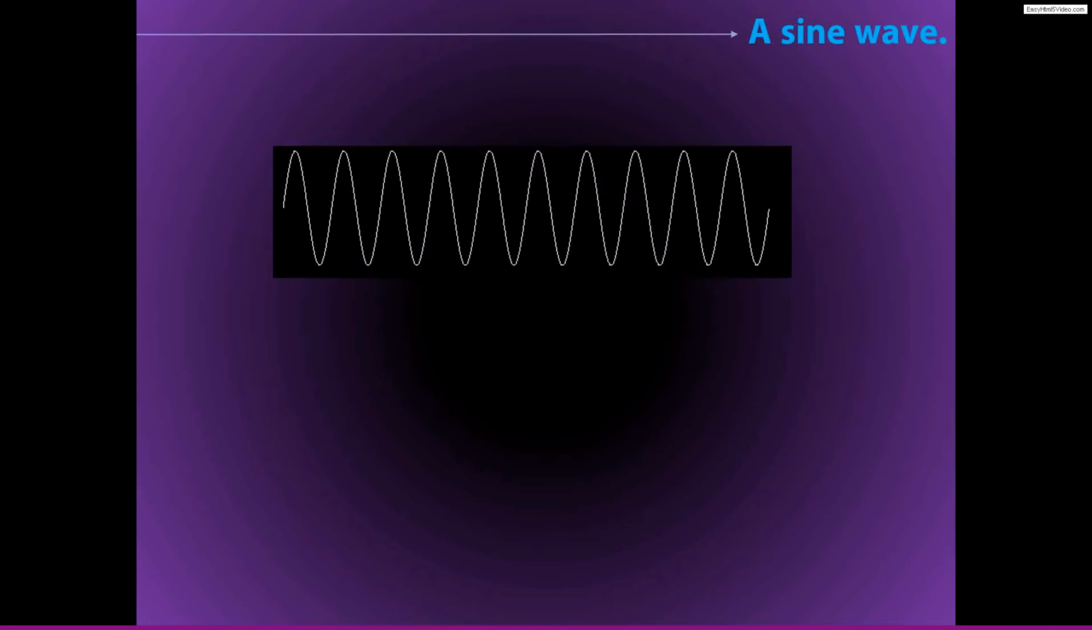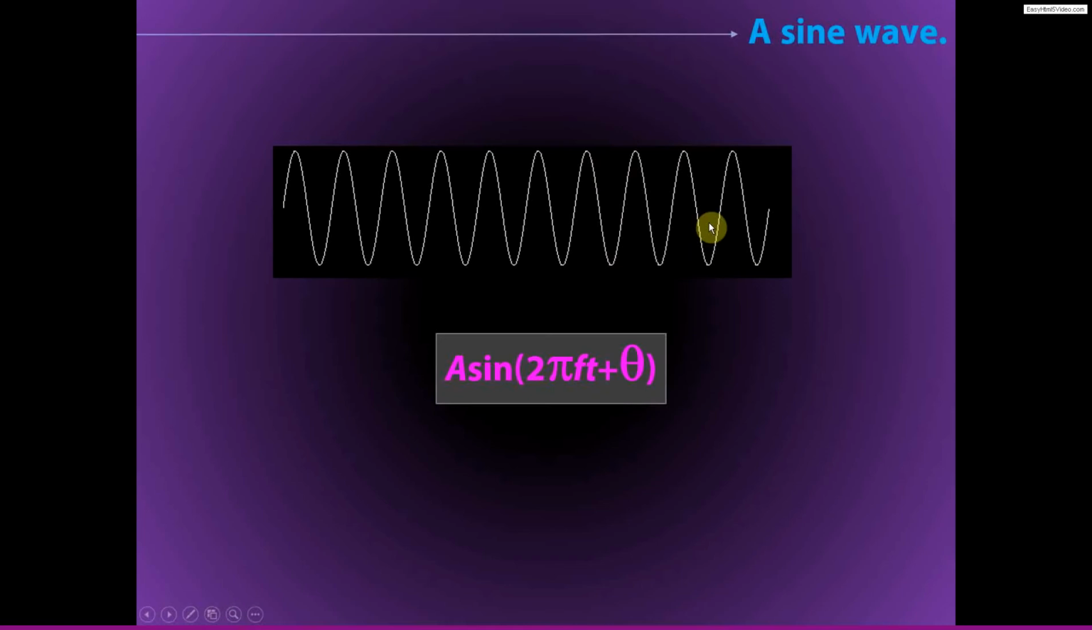So a sine wave, as I'm sure you already know, is a cyclic process. It's something that has a rhythmic component. It keeps going up and down over time. It looks something like this. We learned already that the equation for a sine wave looks something like this. It's A sine 2 pi ft plus theta.